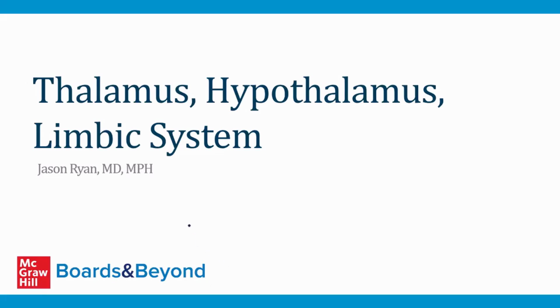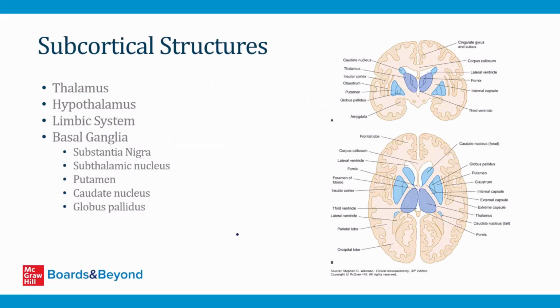Hello, everyone, and welcome to our module on the thalamus, hypothalamus, and limbic system. So the way I've always thought about the central nervous system is that at the top you have the cerebral cortex with the lobes like the parietal lobe, the temporal lobe, and the anterior lobe. At the bottom of the central nervous system, you have structures like the brainstem and the spinal cord. But in between the bottom and the top, you have what I call subcortical structures.